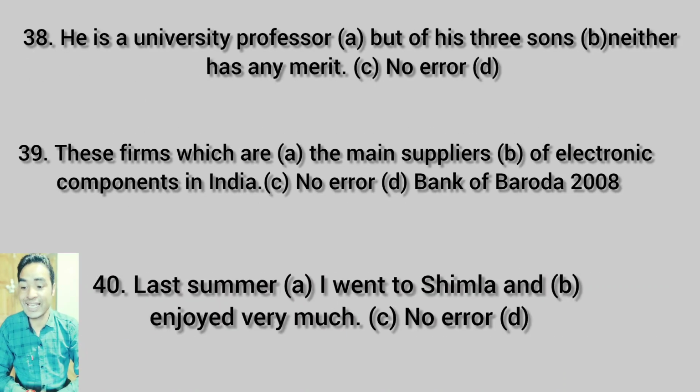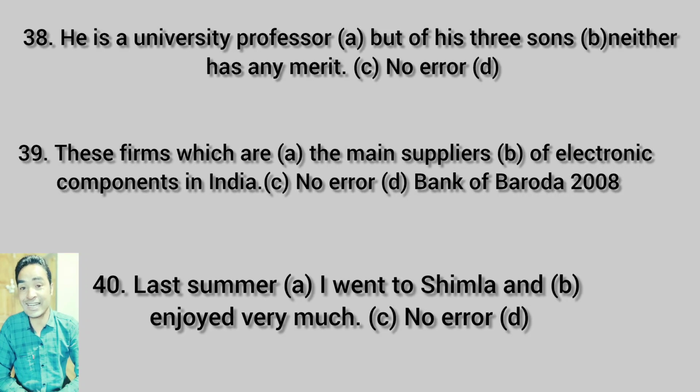Number 38. He is a university professor, but of his 3 sons, neither has any merit. What is the error in the sentence? As I taught you, either stands for 1 out of 2 people or things. Neither stands for 0 out of 2 people or things. And none stands for 0 out of 3 or more people or things.